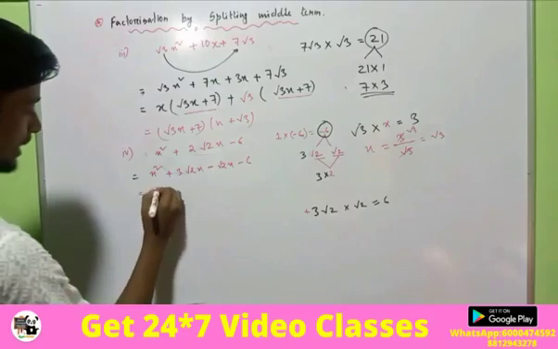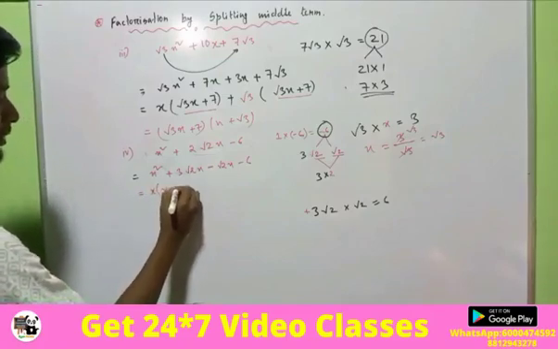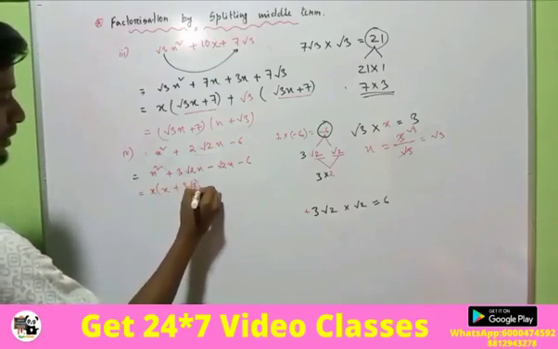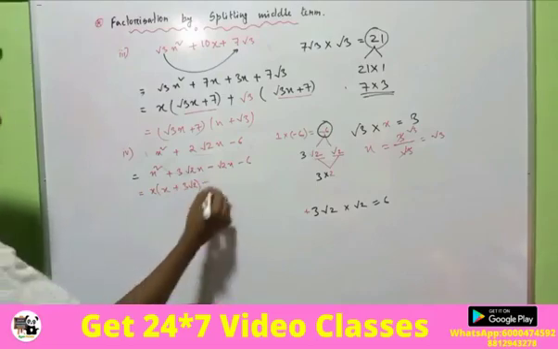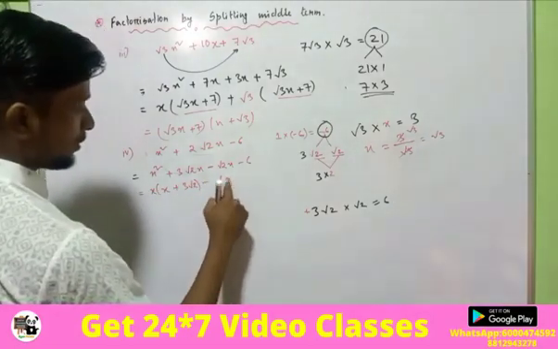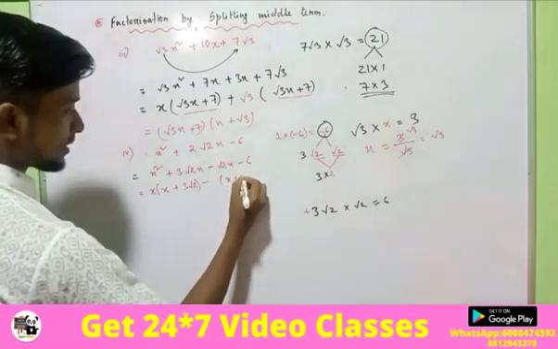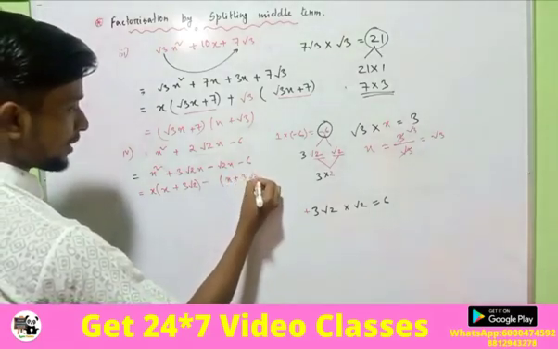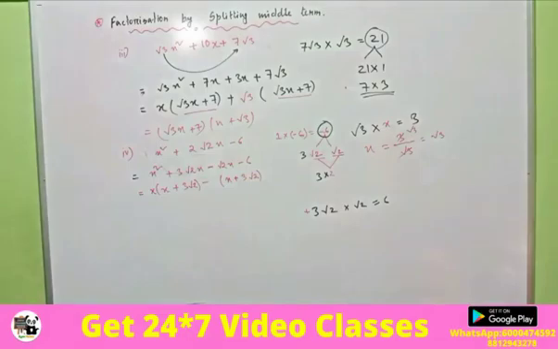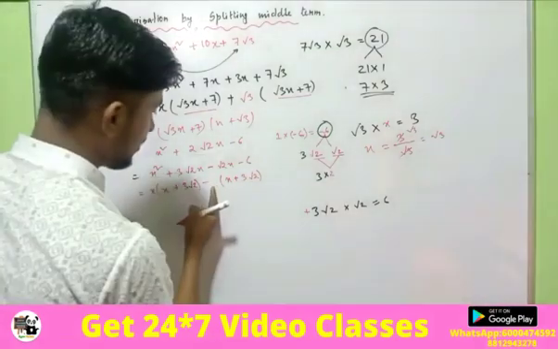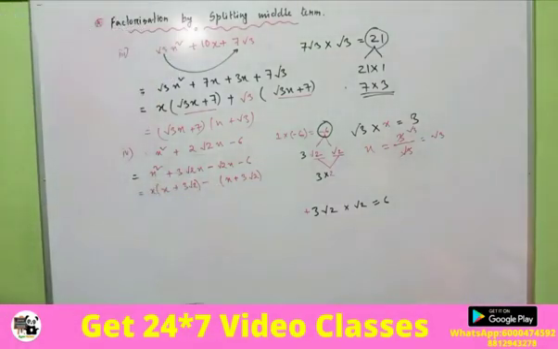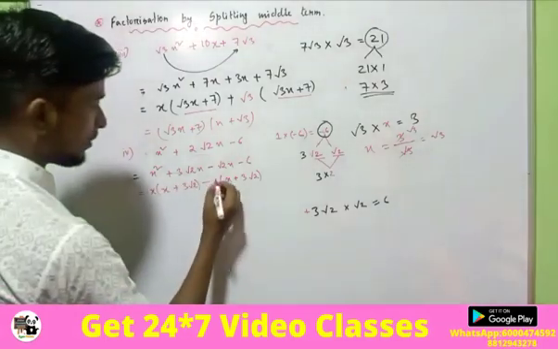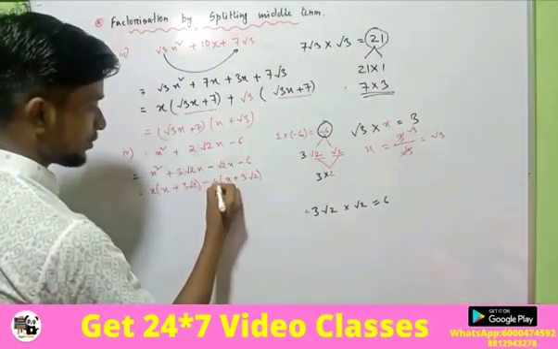So what can we take? We can take x as common. So here it will be 3 root 2, and if we take x plus 3 root 2 here, what do we have to multiply here? We have to multiply root 2 only.